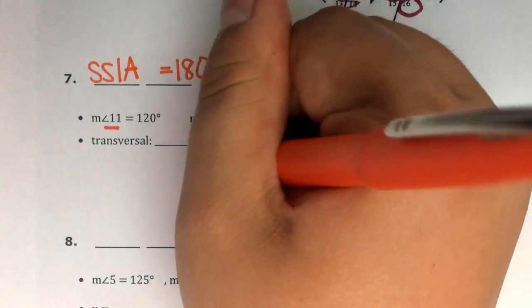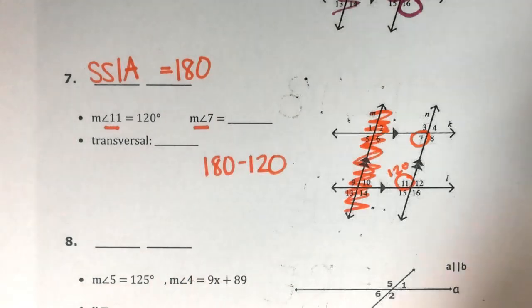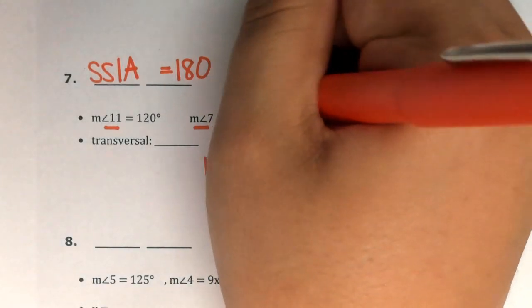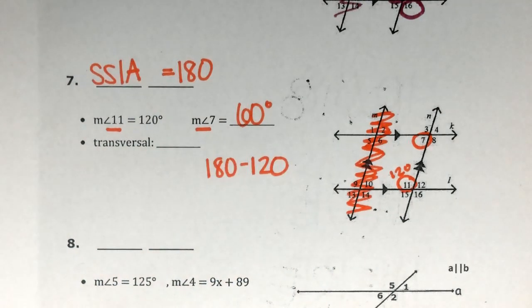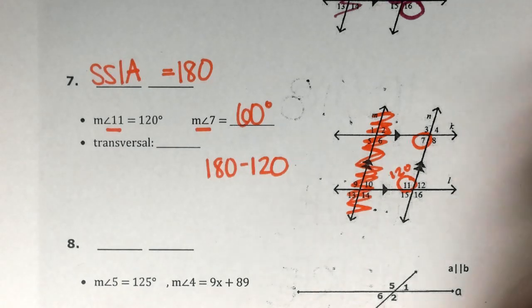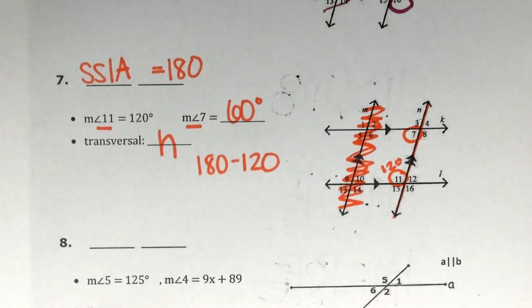So if angle 11 is 120, how do I find angle 7? 180 minus 120. Subtract from 180. If it's supplementary, you're subtracting from 180. What is that? 60 degrees. What's my transversal here? What line do both of these touch? N. Okay.